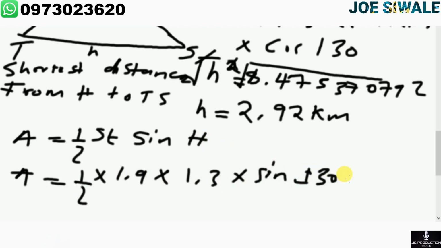So the area here, if you punch that on the calculator, is going to give you 0.95 squared kilometers. So this is the area. Since I have the length and the area, I can calculate the shortest distance.